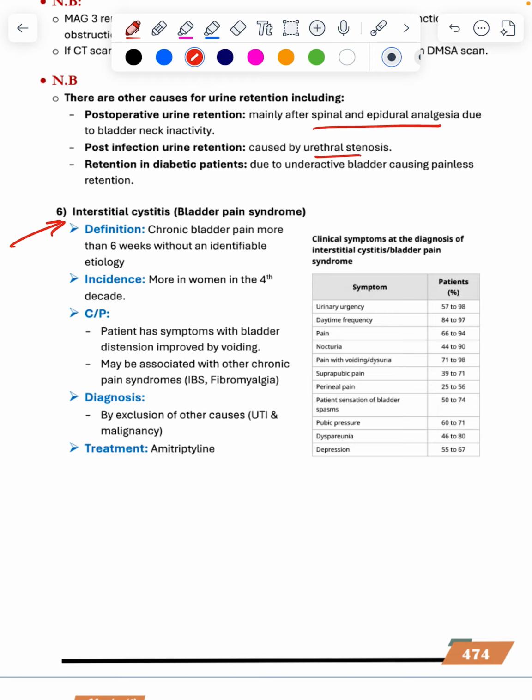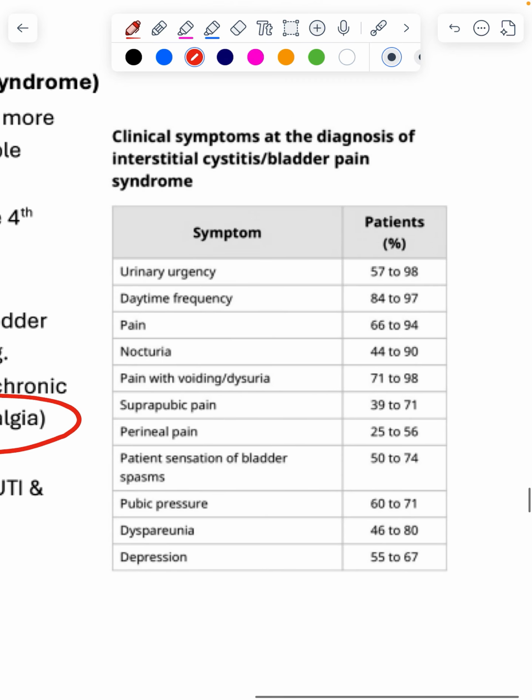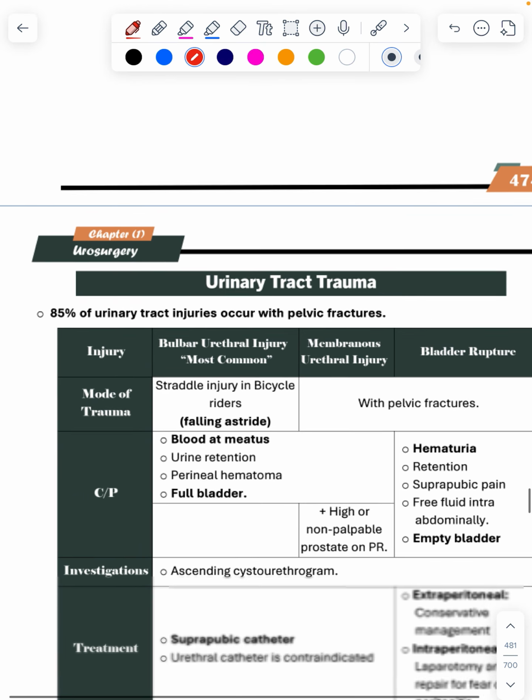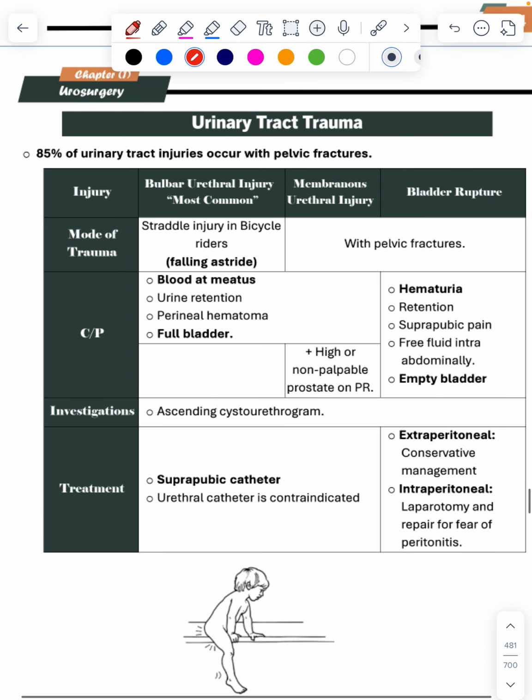Four weeks, identify etiology. Incidence. Patients have symptoms with bladder distension improving on voiding. IBS, fibromyalgia. Exclude the other causes. Clinical symptoms of interstitial cystitis: urgency is there, daytime frequency. This is interstitial cystitis. Not trauma.